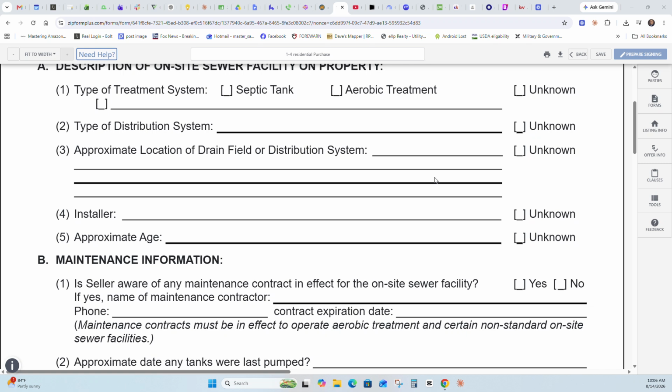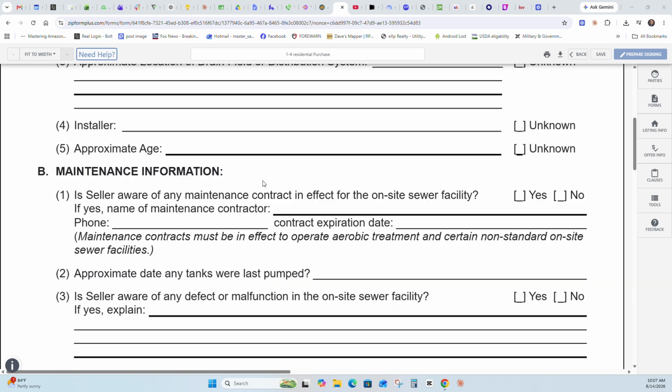If it's 50 years old, that might be an issue. If it's 2 years old, that's amazing. You probably don't need it pumped. It's probably great. Everything like that is very important.